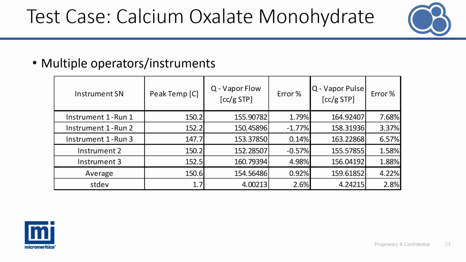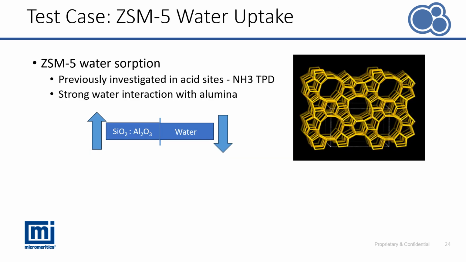Overall, the reproducibility of this method is good, and the flow calibrations applied show it can be used for quantification quite accurately. The next case study is using the calibration data and quantifying sorption or uptake of a zeolite such as ZSM5. ZSM5 and acid site characterization was shown in a previous webinar. With increasing silica to alumina ratio, it was observed that the number of active sites decreased. With water adsorption, there is a similar trend. There is a decrease in water uptake as the silica to alumina ratio increases.